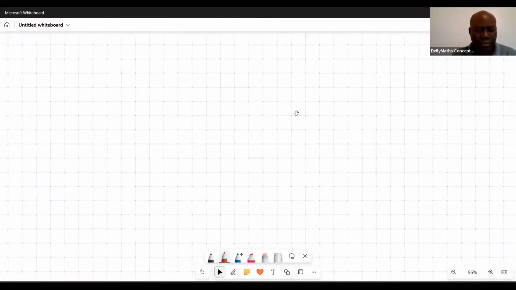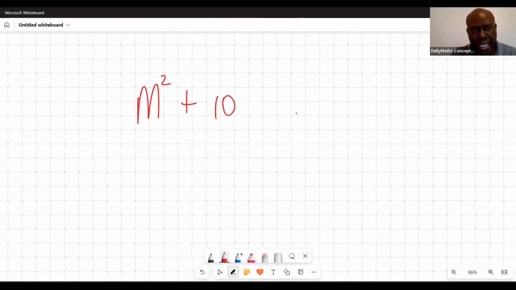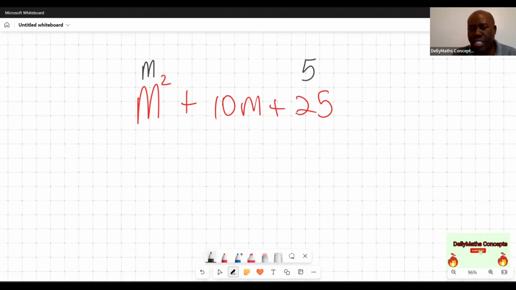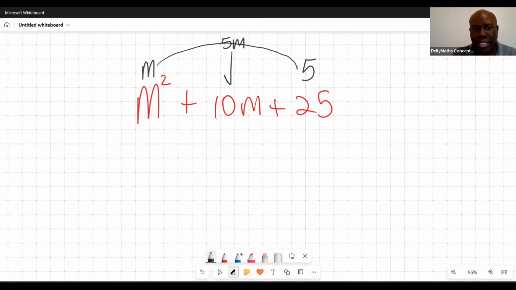What if I only had m squared plus 10m plus 25? Again, you can see that this is a square term, and this is a square term as well. So let's look at what the square roots are. What's the square root of m squared? m. What is the square root of 25? 5. Let's check to see if it is a perfect square. We multiply m times 5 and get 5m. If I double that, I get 10m. Okay, it is in the perfect square format.